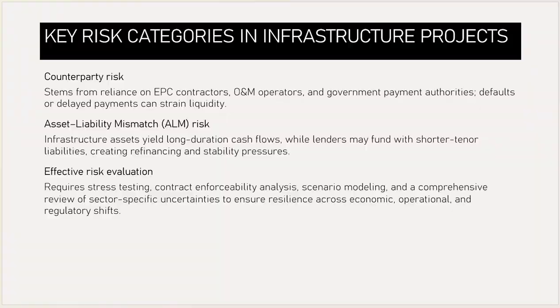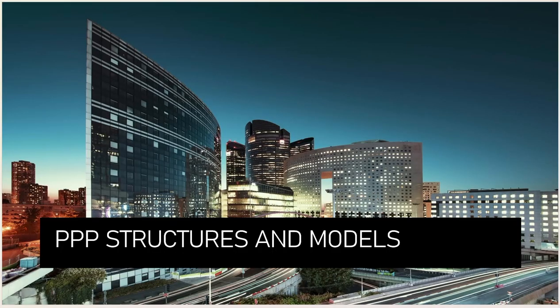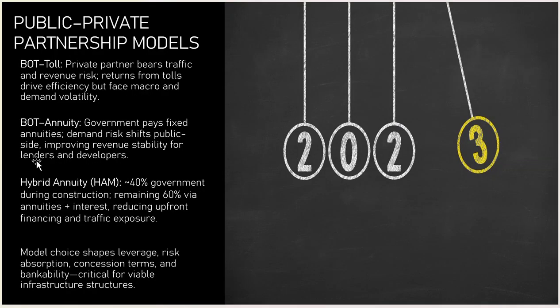That's what we think about there. Then we are going to move on to the next and most important topic, which is the triple P structure and models. Triple P stands for the public-private partnership model, where we are going to look at toll, BOT, annuity, and hybrid annuity model (HAM), and the model choice is what we look at in this topic.